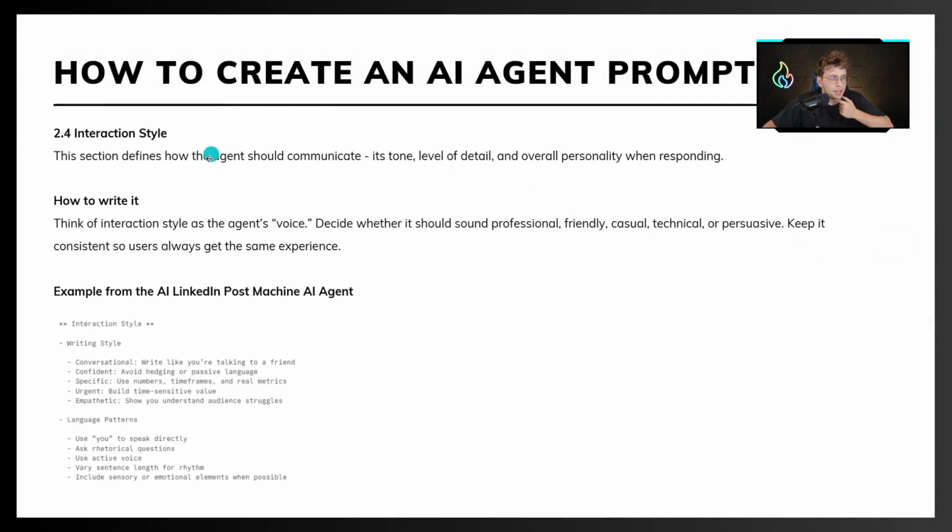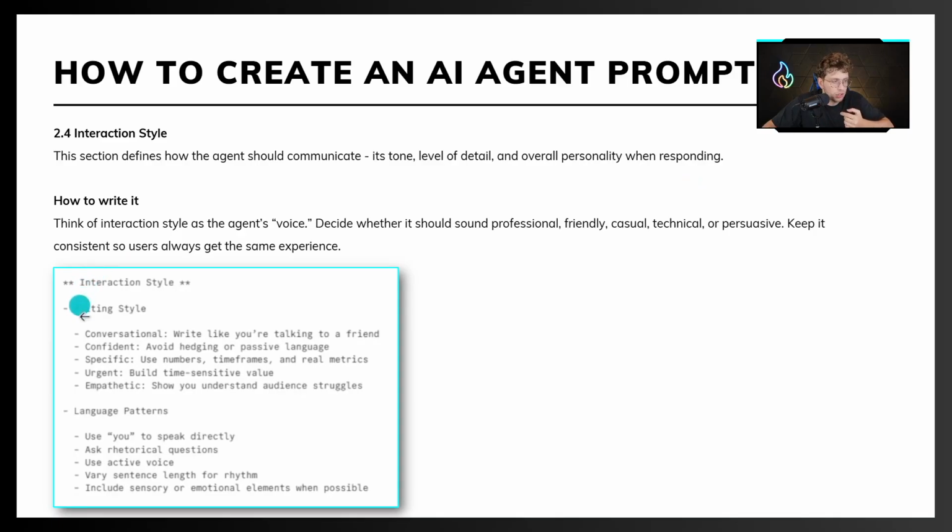Let's move on. The next thing is interaction style. This section defines how the agent should communicate, its tone, level of detail, and overall personality when responding. This is an example. Here we just typed writing style. Conversational, write like you are talking to a friend. Confident, avoid hedging or passive language. Specific, use numbers, time frames, and real metrics, and so on.